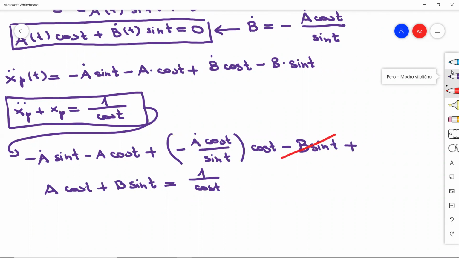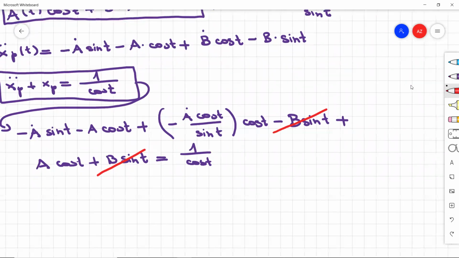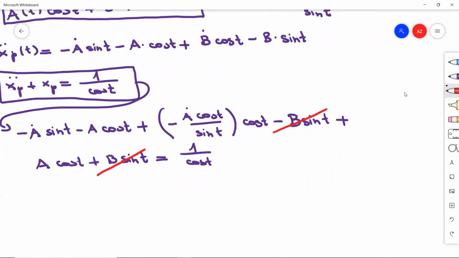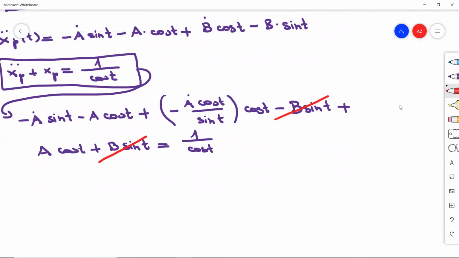cancels out. This is not a coincidence. Doing this for a general differential equation, not a specific one, would give us the same. So the terms containing b cancel out. So everything that remains is the terms containing a. Also, this linear term in a cancels out. So what remains is this term containing the derivative of a.